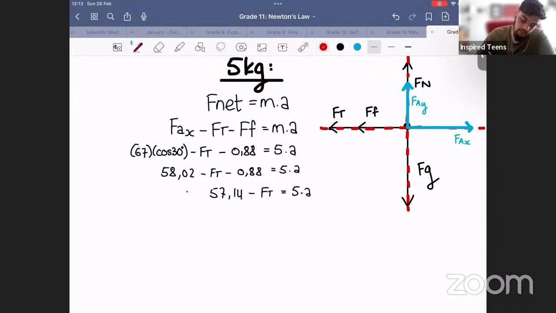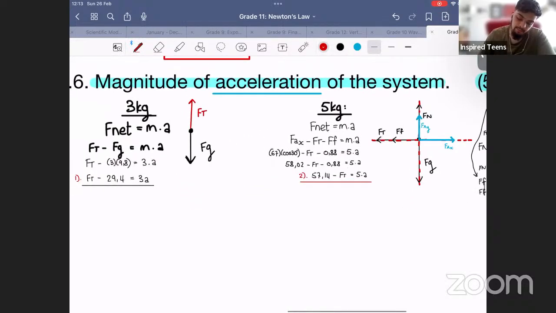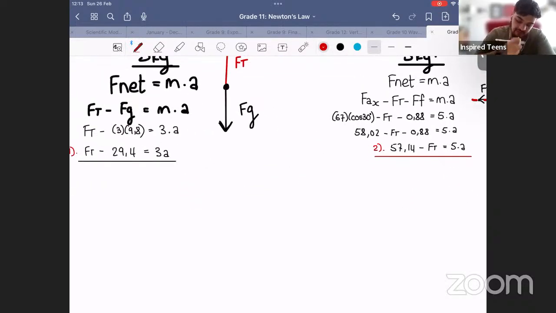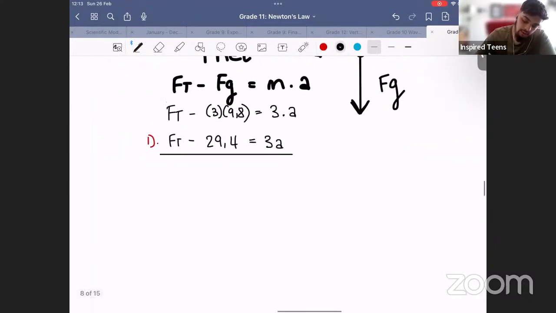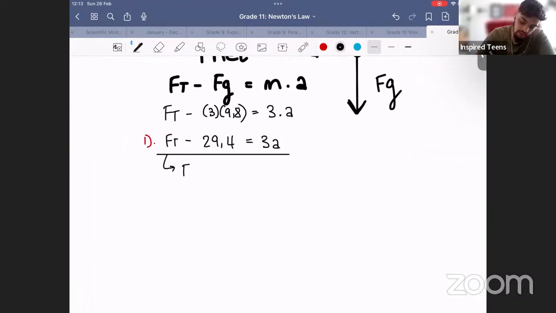Now we have formed our second equation. You remember from simultaneous equations, your third equation is formed by isolating one of the variables. That's exactly what I'm going to do here. I'm going to isolate Ft. Ft is equal to 3A plus 29,4. Hope that you guys can agree.